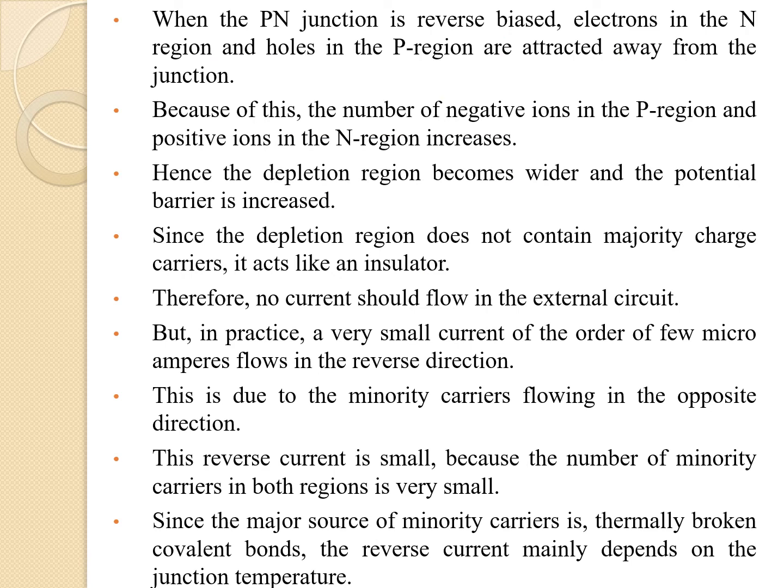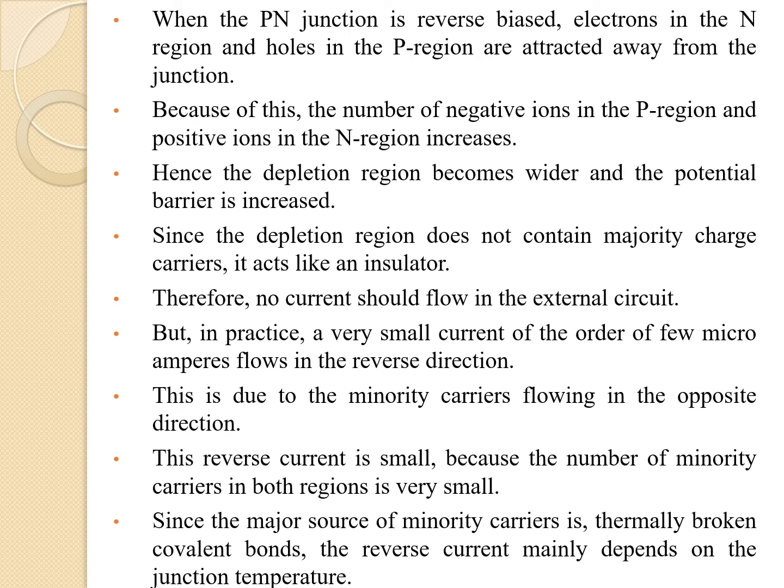When the PN junction is reverse biased, electrons in the N region and holes in the P region are attracted away from the junction. Because of this, the number of negative ions in the P region and positive ions in the N region increases. Hence, the depletion region becomes wider and the potential barrier is increased. Since the depletion region does not contain majority charge carriers, it acts like an insulator. Therefore, no current should flow in the external circuit. But in practice, a very small current of the order of a few microamperes flows in the reverse direction.